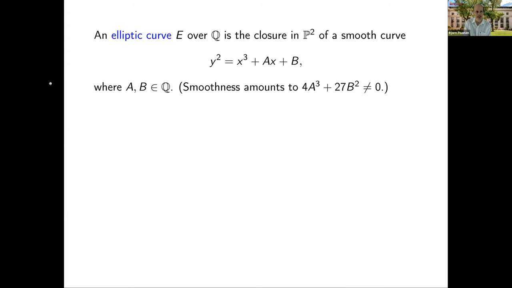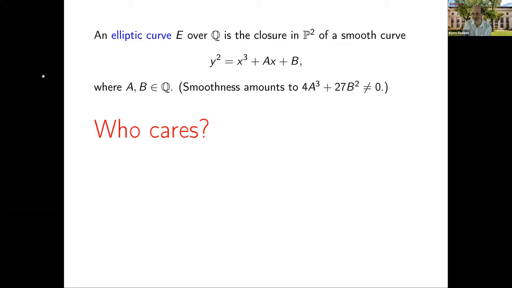So an elliptic curve over Q is given by an equation like this, except strictly speaking, it's supposed to be a projective curve. So you take this affine curve in the plane, and you take its closure in P2. And in order for it to be an elliptic curve, it needs to be a smooth curve, which amounts to saying that the discriminant of this polynomial should be non-zero. And if you calculate the discriminant with some constant times this, essentially it's a cubic curve that's given by an equation like this, where these coefficients are rational numbers.